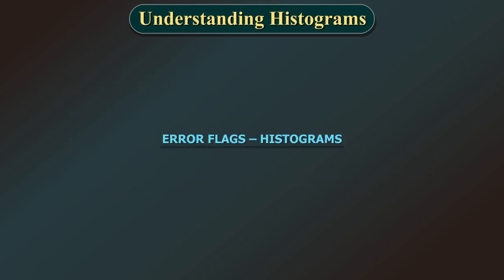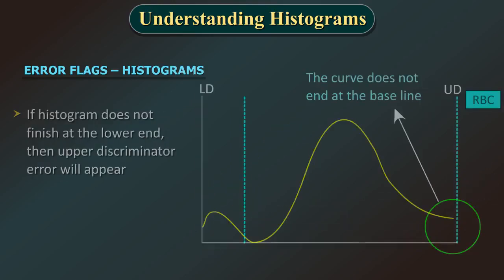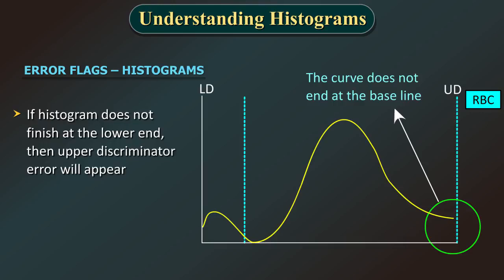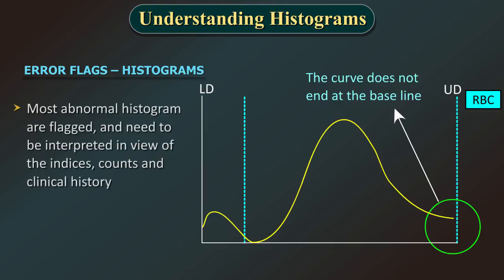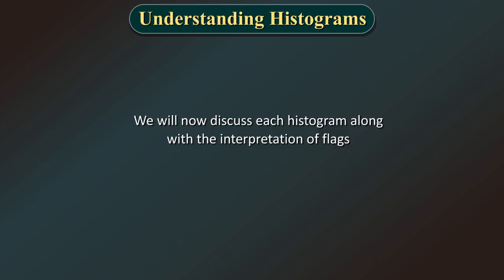Error flags, histograms. In general, if any histogram doesn't start from the baseline, lower discriminator error will appear. If histogram does not finish at the lower end, then upper discriminator error will appear. Most abnormal histograms are flagged and need to be interpreted in view of the indices, counts, and clinical history. We'll now discuss each histogram along with the interpretation of flags.